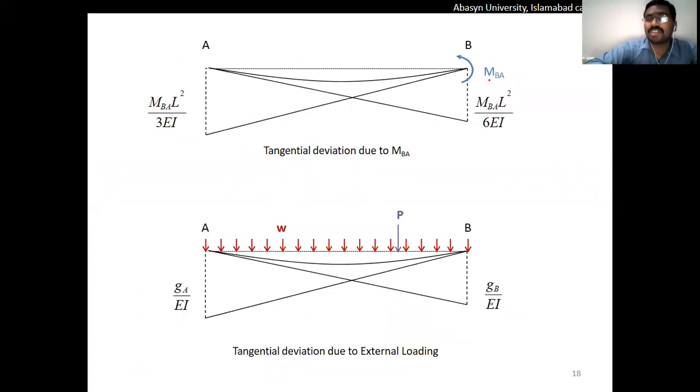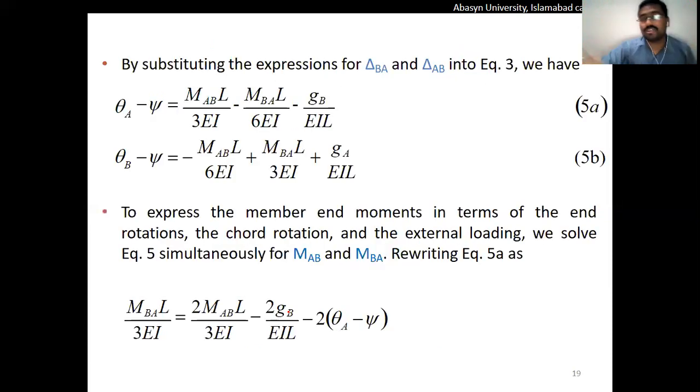The same is the case for the moments at BA. At point A, it is MAB L over 3EI, and at point B, it is MBA L over 6EI. The same goes with the loading. In one direction we have a negative loading, and in the other direction we have a positive loading. The sign depends on the type of loading.